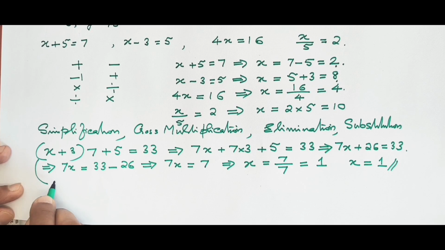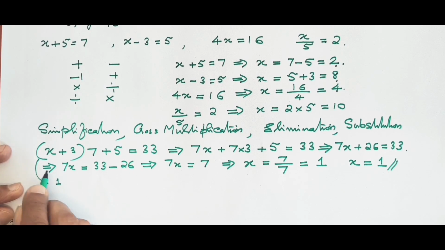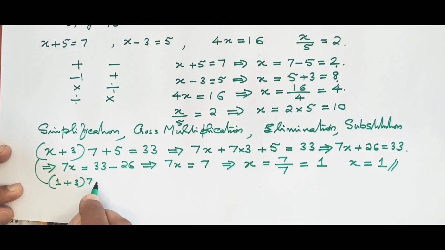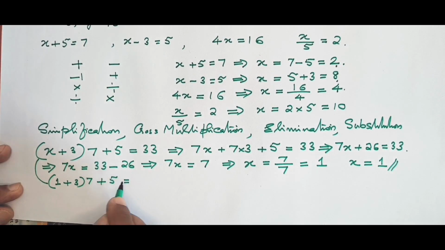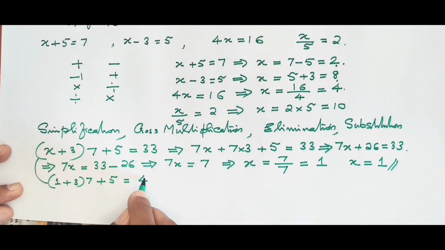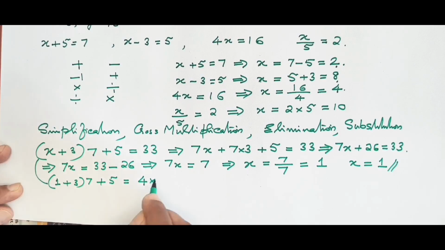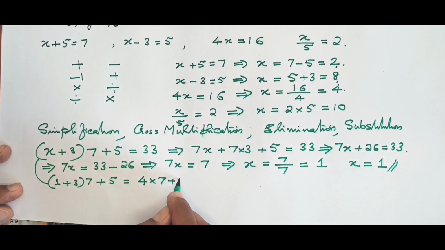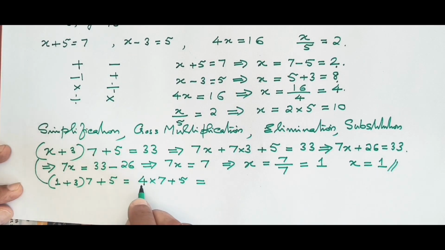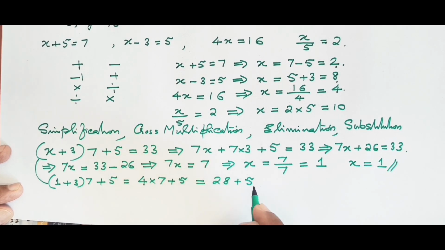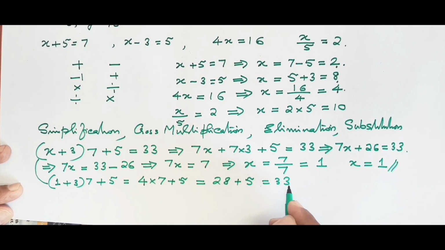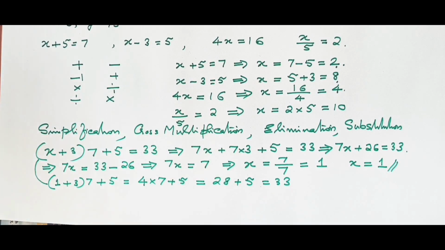So look at this. Putting x equal to 1, then there is 3 multiplied by 7 plus 5. 1 plus 3, 4. 4 multiplied by 7, then plus 5. 4 multiplied by 7, 28. 28 plus 5, and that is 33. This is what we had on the right side. So the solution we had was correct.